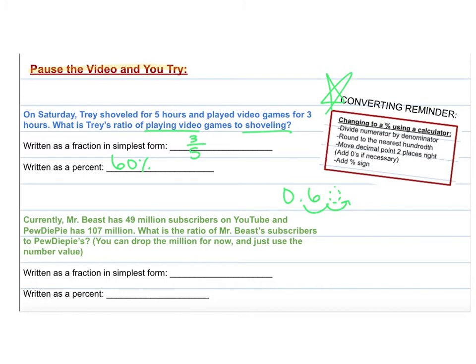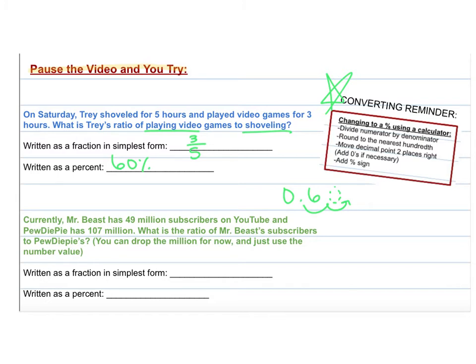The next one. Currently, Mr. Beast has 49 million subscribers on YouTube, and Pewdiepie has 107 million. What is the ratio of Mr. Beast's subscribers to Pewdiepie's? You can drop the million for now and just use the number value, because if you think about it, the millions would kind of cancel each other out when we're simplifying anyway.